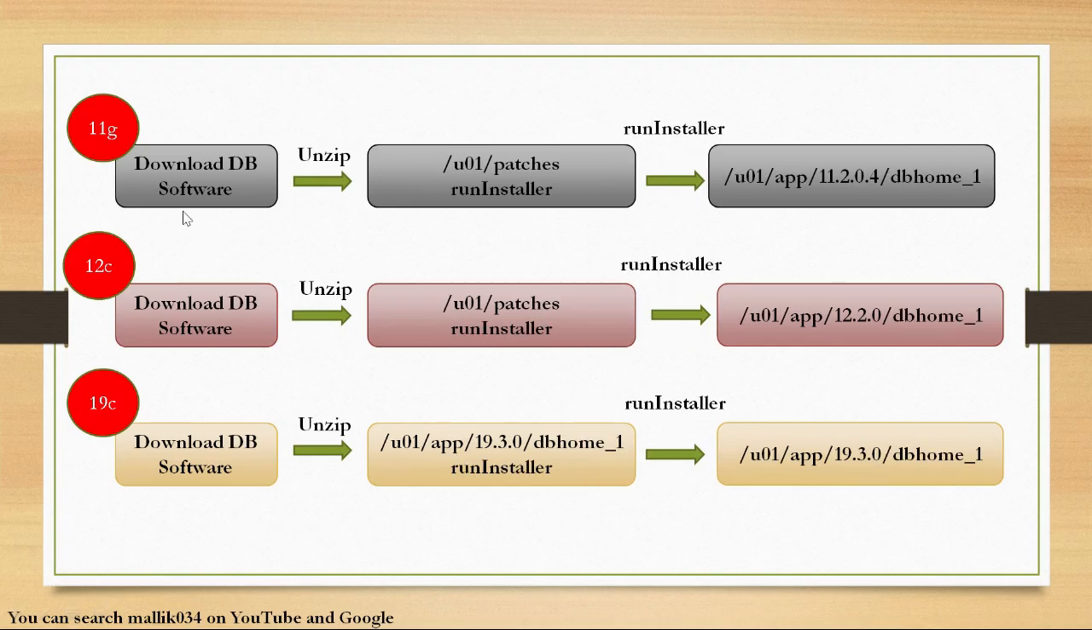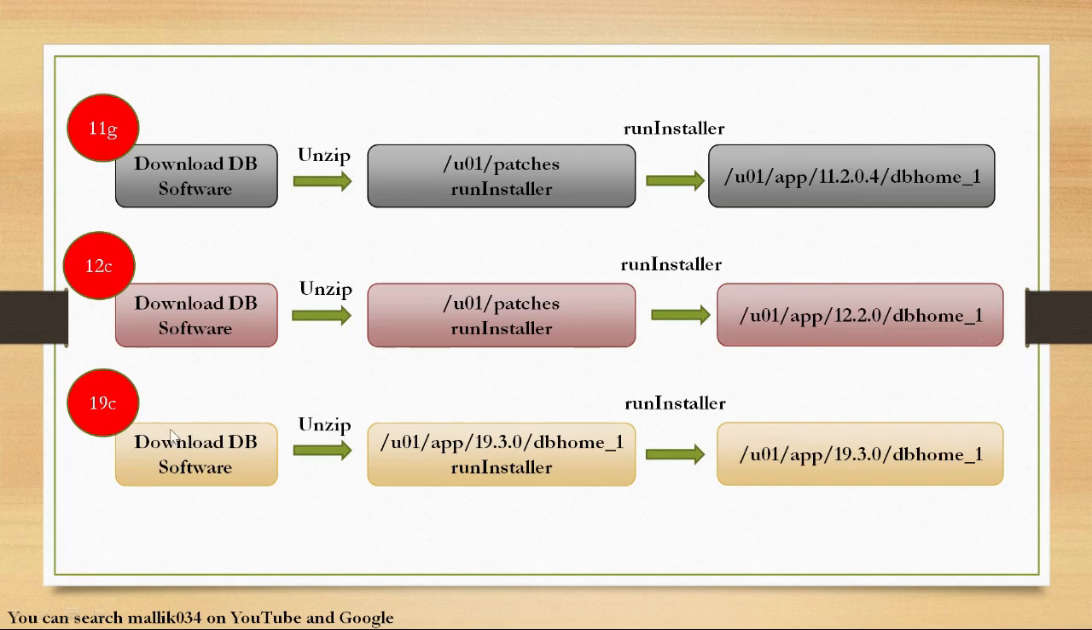Coming to the database installation, in 11G we used to download the patches and unzip into one of the mount points, for example U01 patches. From there we used to run the run installer, and during the run installer screen we used to pass our database home, and then all the binaries get installed in that particular oracle home. Similarly with 12C also, we used to download the patch and unzip into some mount point, run the run installer, pass a particular database home, and then all binaries get installed over there.